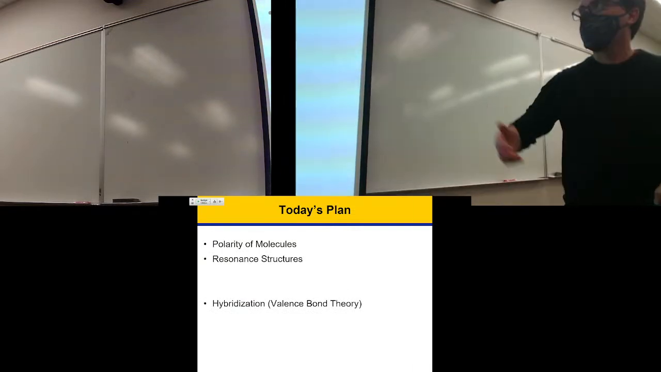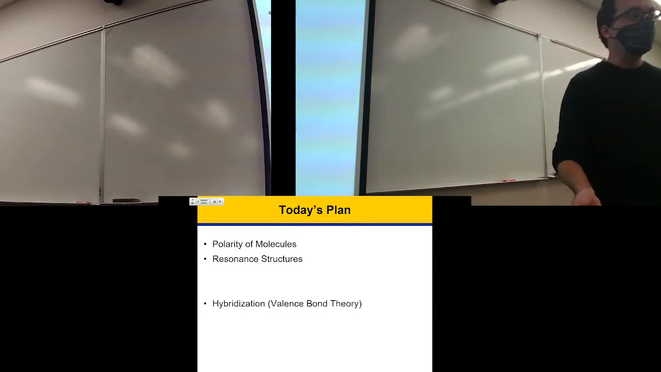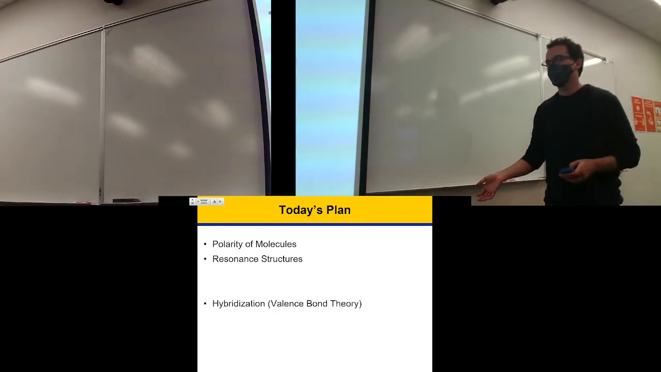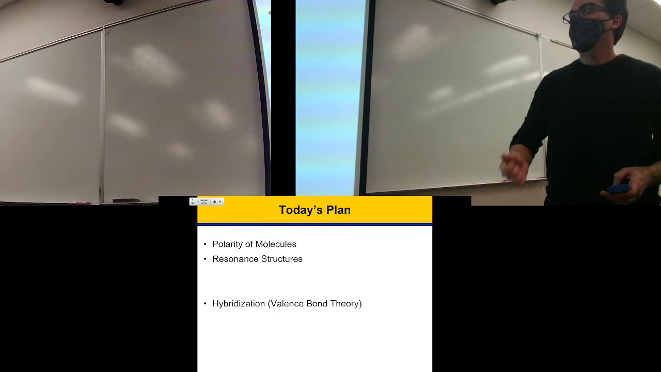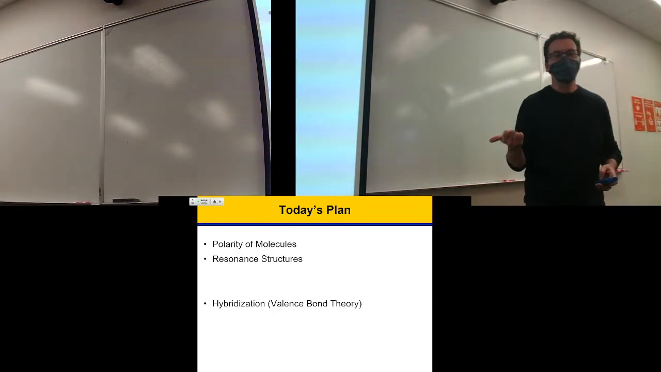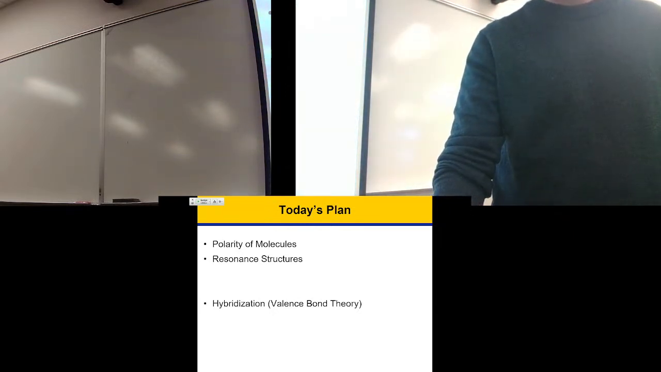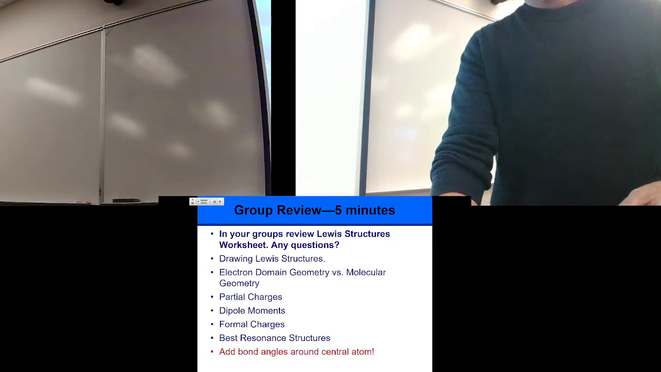So we're going to review polarity of molecules very quickly. We'll talk about resonance structures in a little more detail because we broached the topic last time. Then we'll get into valence bond theory, specifically hybridization, and understand how orbitals make these bonds and these structures that we've been looking at. I'm going to assume the polarity review is okay for most people, because we did it in the lab. I think nobody had any major questions.